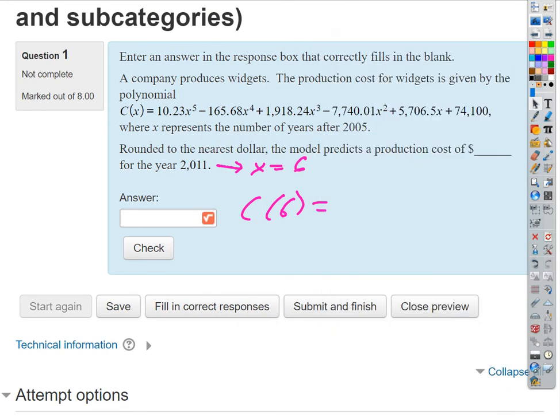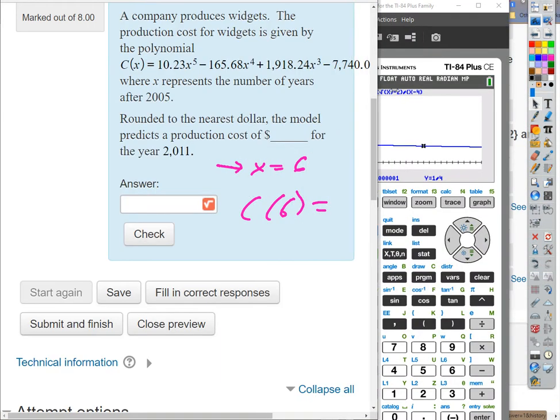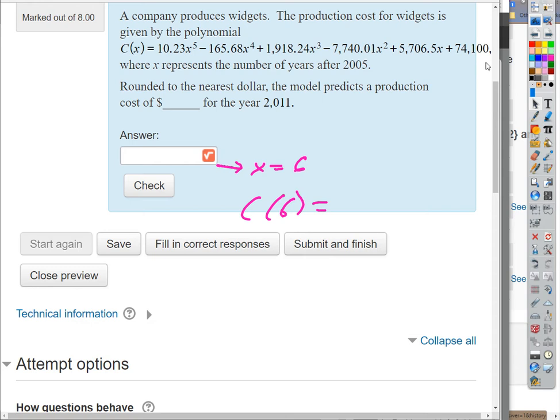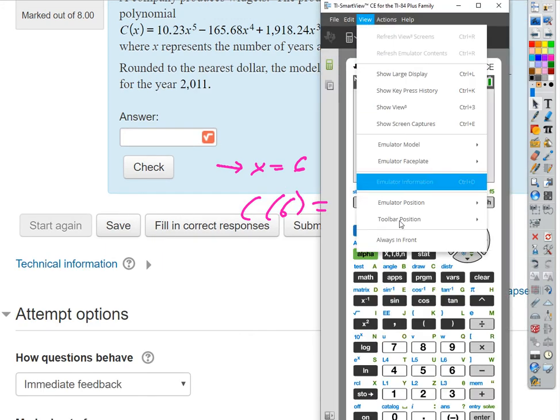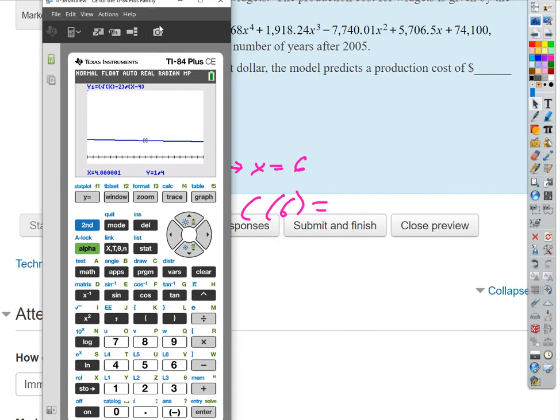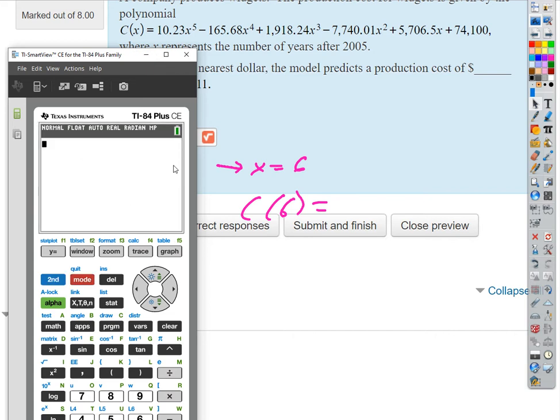Okay, so there's C of x. Here's what you can do on here. You can go to home. I'm in some weird place, I've been doing some graphing stuff. So if I quit and get to the home screen, you can type in this whole expression with x's and everything. So we're going to type this in.